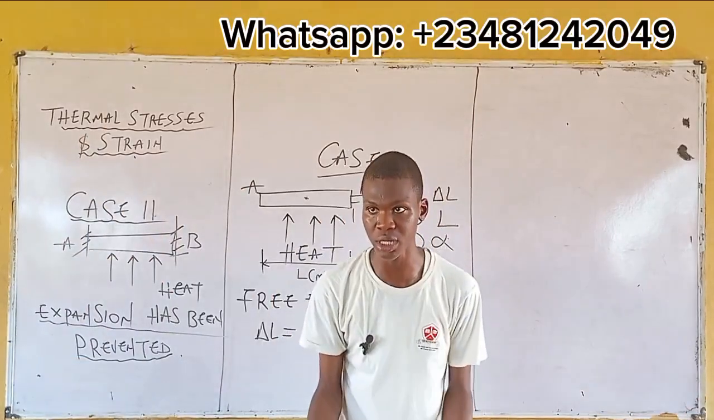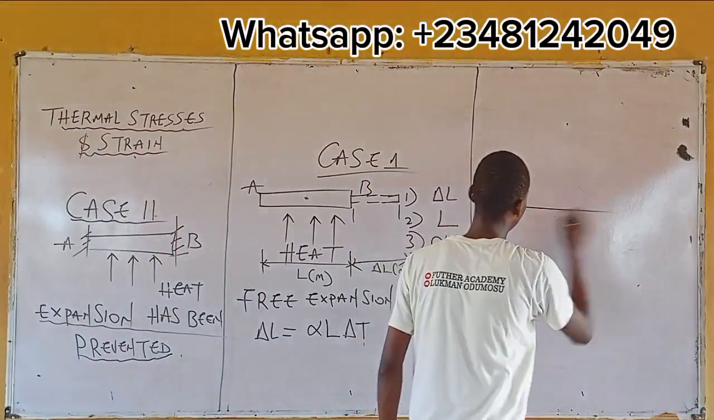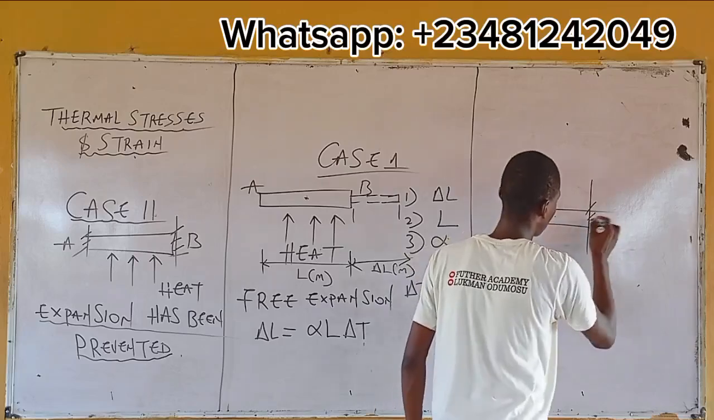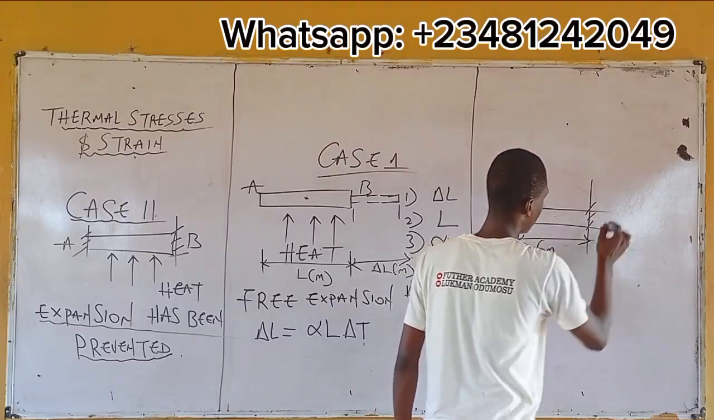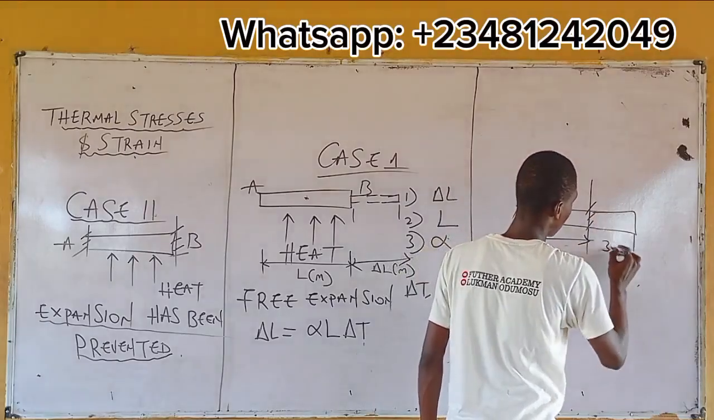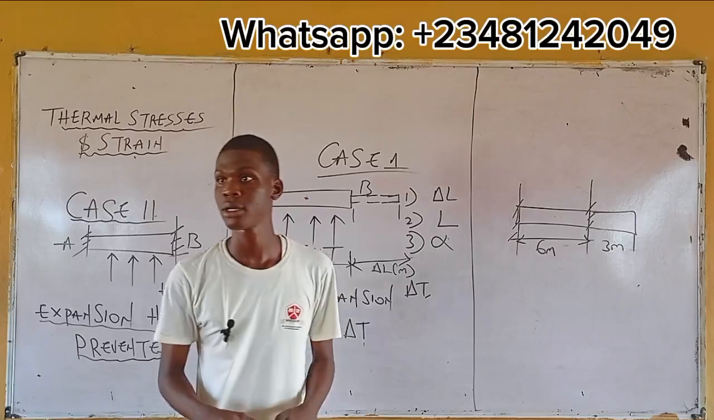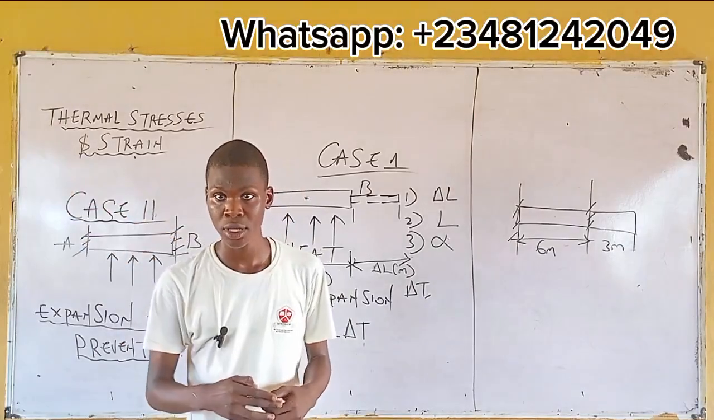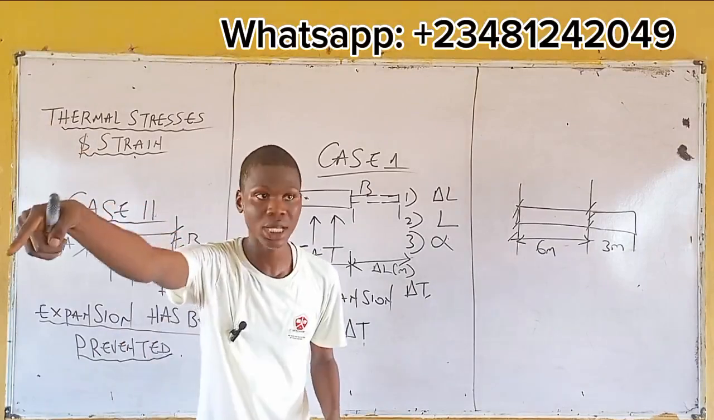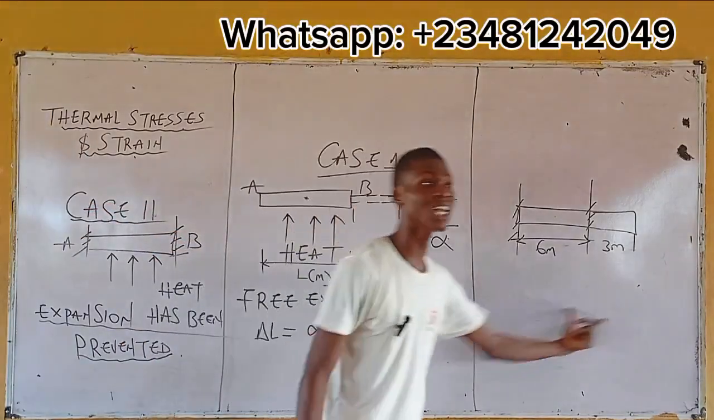Diagrammatically, how do you express it? You have this. Is that not correct? It is. He's the one that asked the question. Are you getting me at all? I said he asked a question: how do we illustrate the partially prevented?